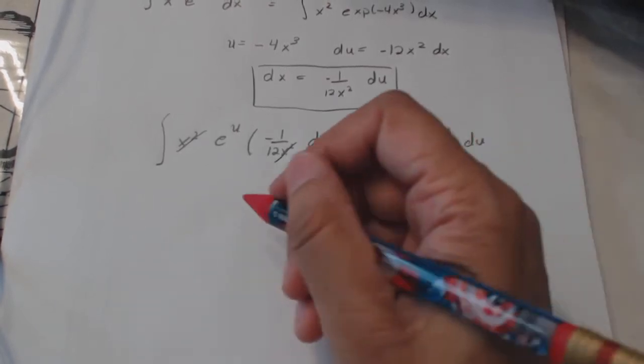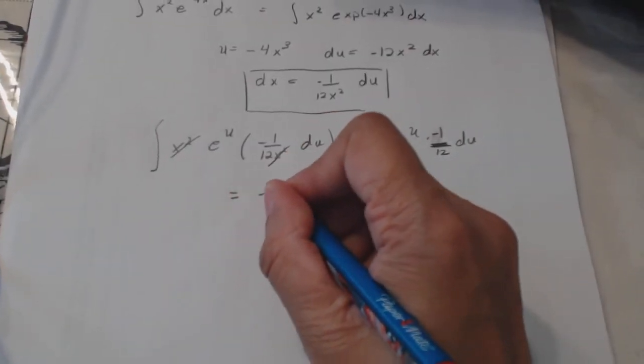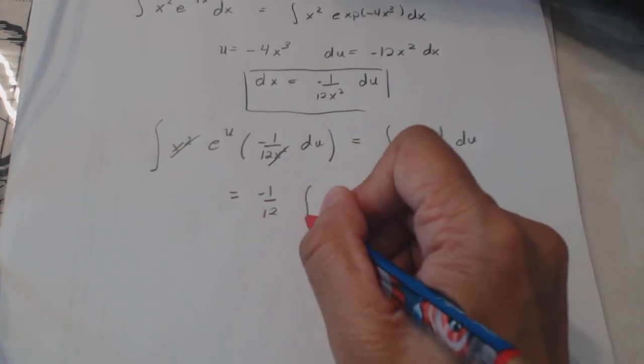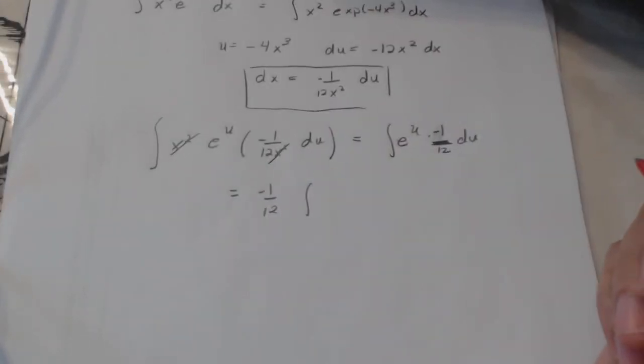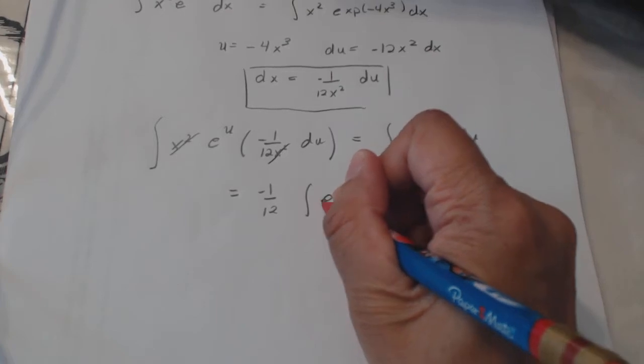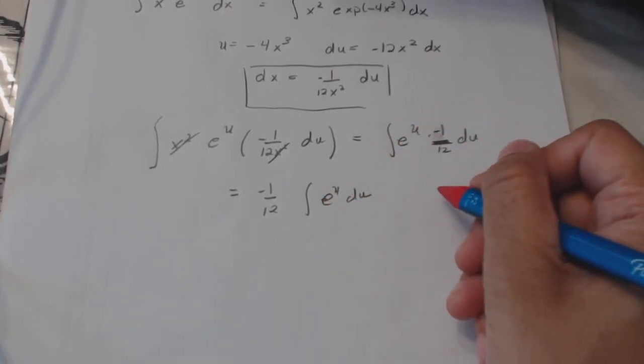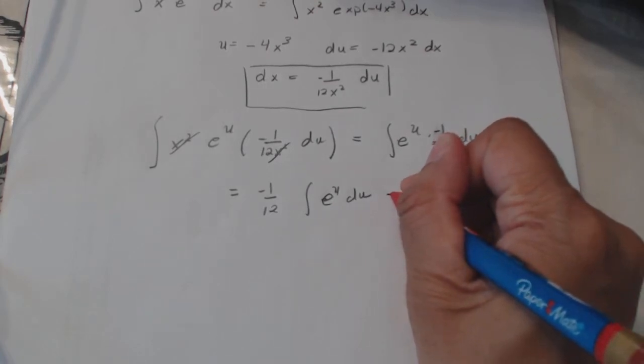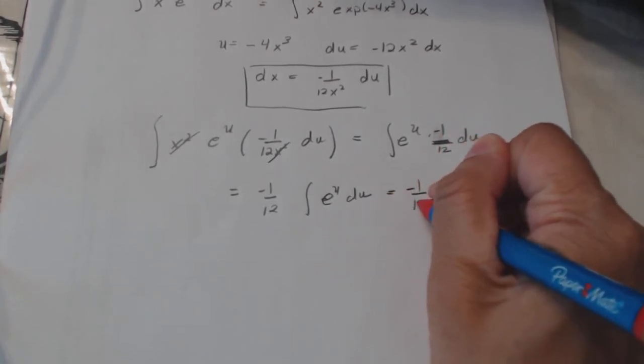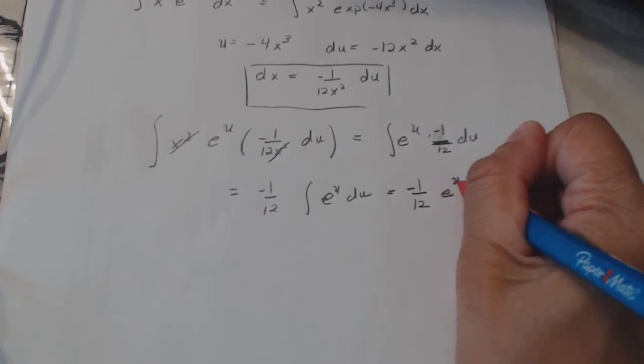And now I can factor out that minus 1/12, and we get e to the u du. Now I can find the antiderivative of e to the u easily. That's equal to minus 1/12 e to the u.